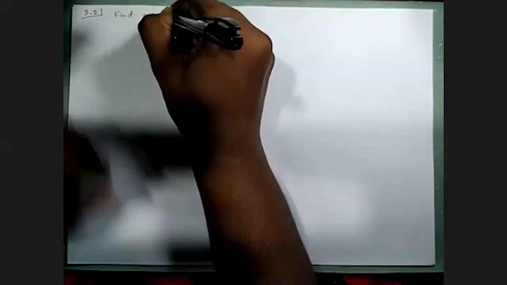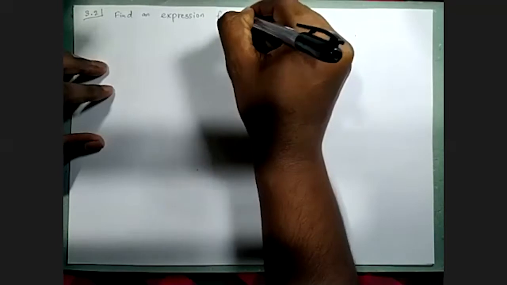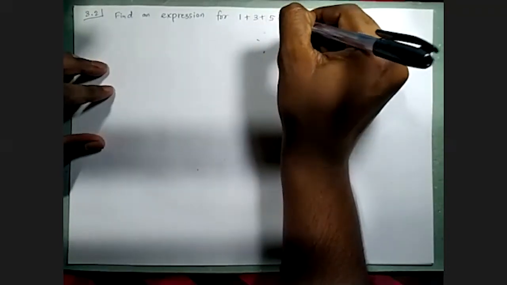The question is, find an expression for the series given: 1 plus 3 plus 5 plus 7 and so on, for the first n terms. So the series continues up to n terms. N is unknown.